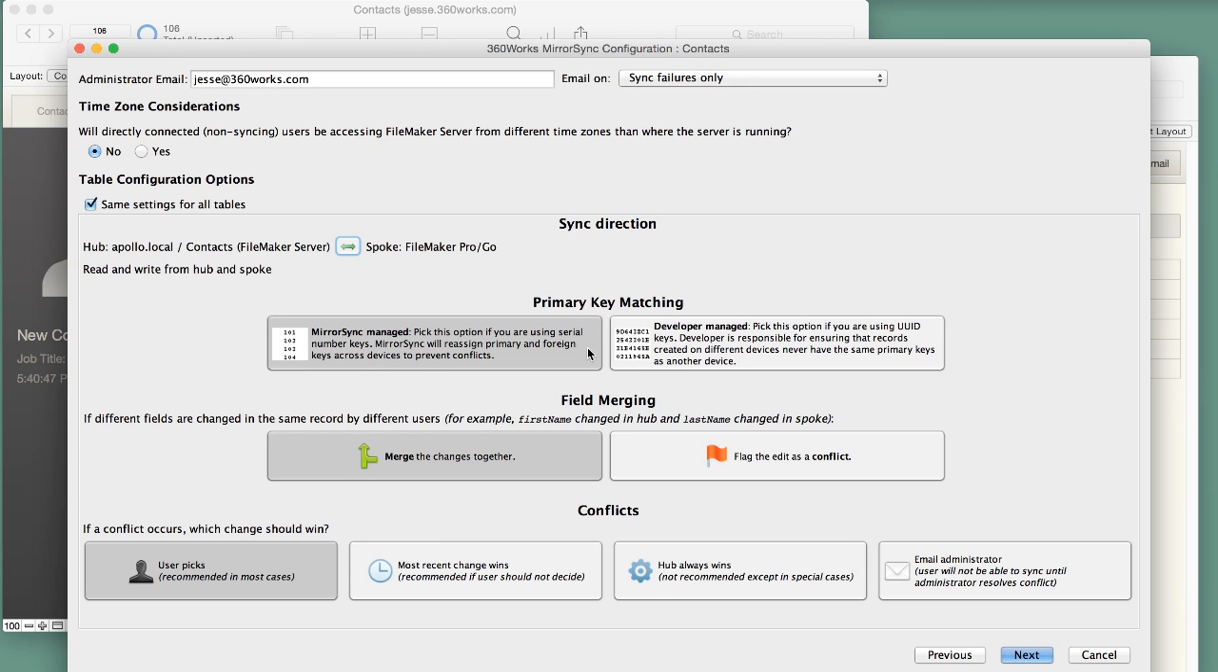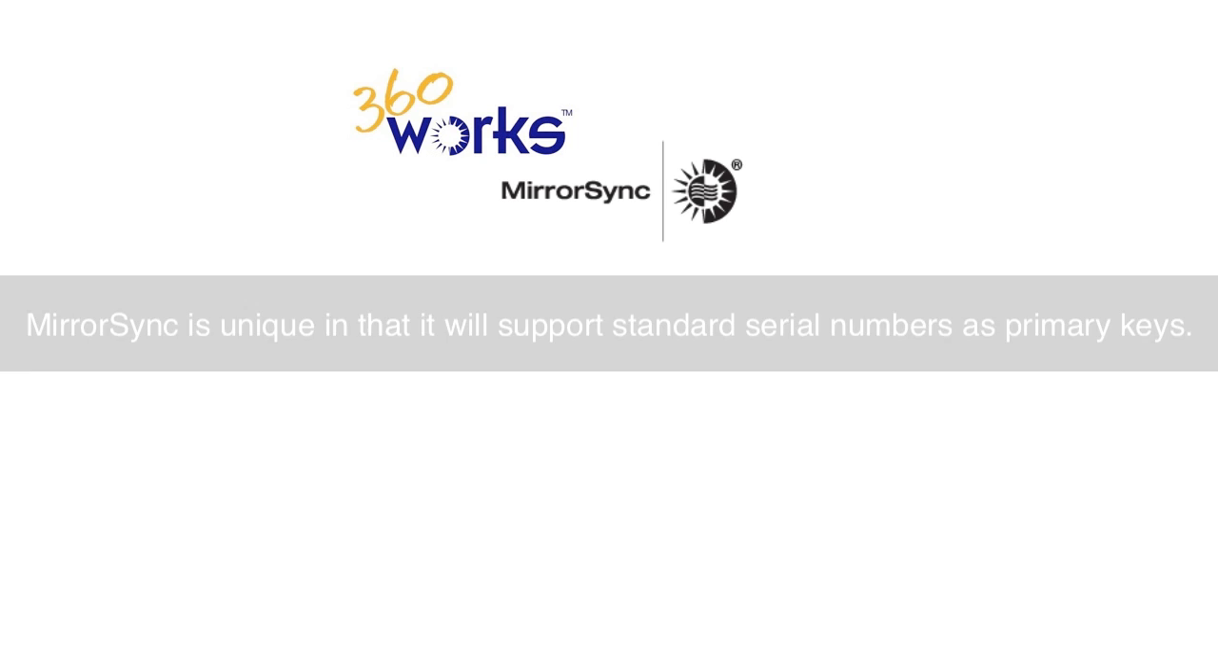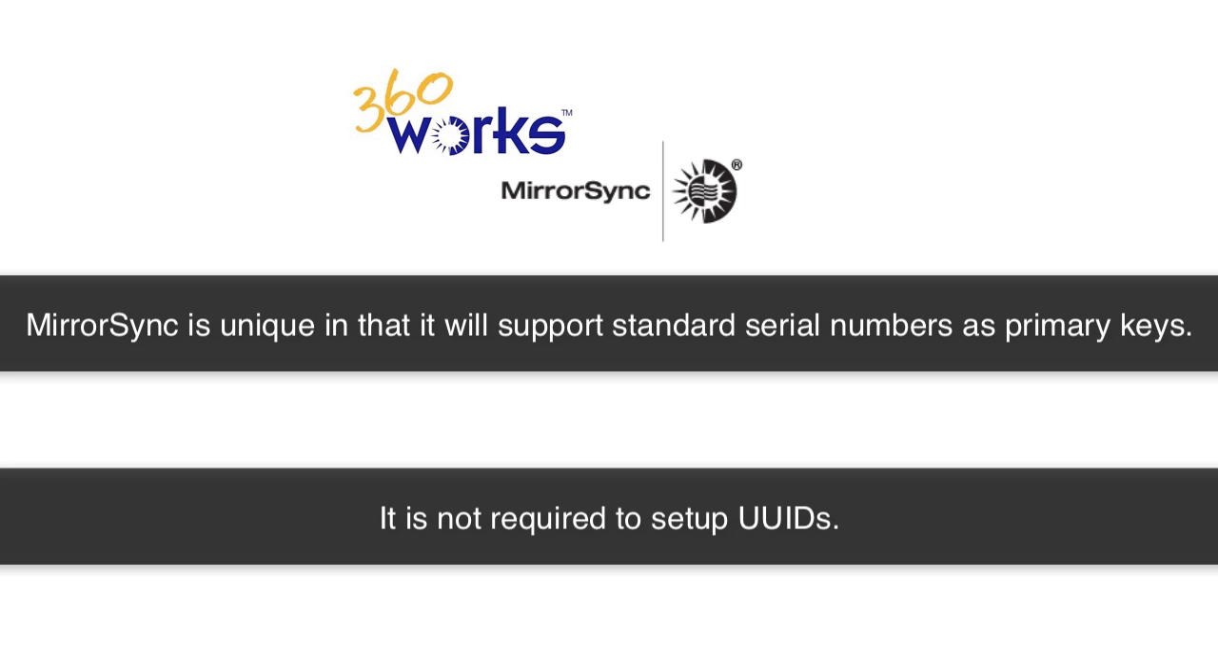Now we get to the primary key matching. Ordinarily I don't spend much time on this, but I want to go into a little bit more depth because I know people are curious about this. MirrorSync, as far as I know, is completely unique in that it will support standard serial numbers as primary keys. It's not a requirement in MirrorSync that you set up UUIDs. A lot of people assume, which is true in almost every other case, that you need to have UUIDs in order to sync. We support both.